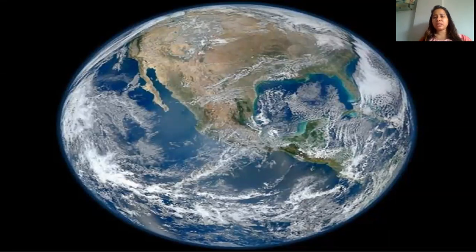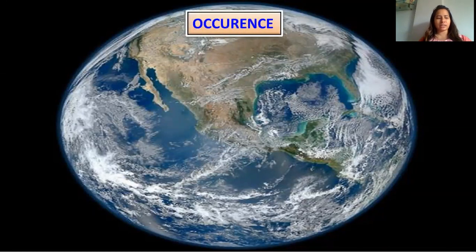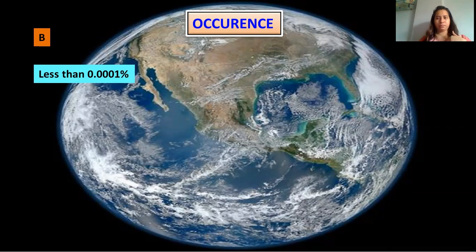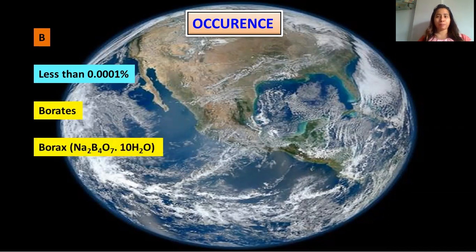Moving ahead with the occurrence, group 13, when I say, we have boron. And when I say boron, boron has occurrence in the Earth's crust. We say the quantity of boron found in the Earth's crust is very, very less. It is less than 0.001%. We can say boron can be found in the form of borates, borax, and orthoboric acid.